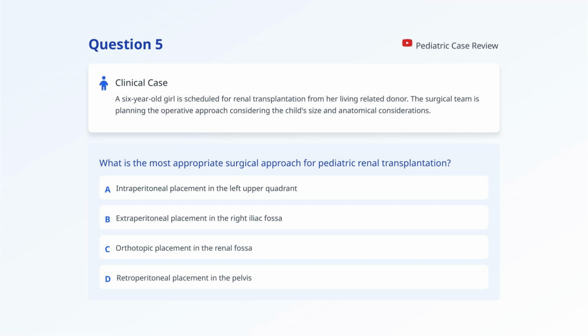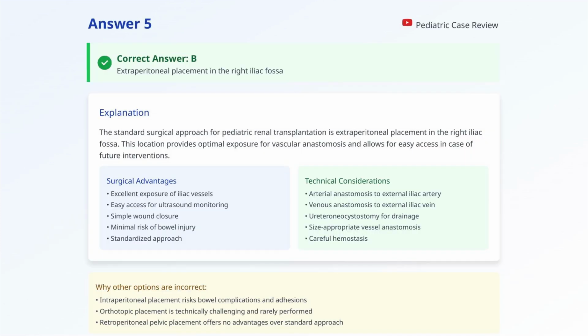Option A, intraperitoneal placement in the left upper quadrant. Option B, extraperitoneal placement in the right iliac fossa. Option C, orthotopic placement in the renal fossa. Option D, retroperitoneal placement in the pelvis. The correct answer is B, extraperitoneal placement in the right iliac fossa.